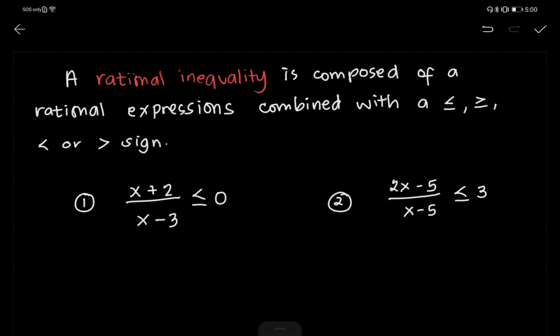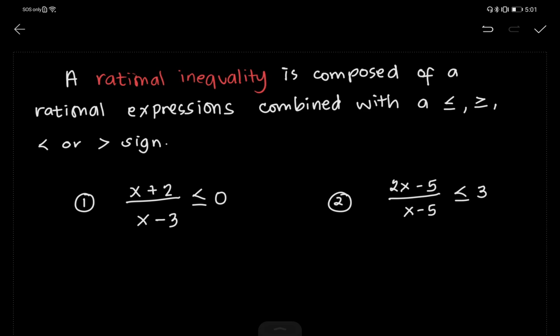Okay, so today guys, let us discuss about the rational inequality. So alam naman natin pag sinabi nating rational inequality, this is composed of rational expressions combined with the sign na less than or equal to, greater than or equal to, less than or greater than sign. Okay, sa video na ito, pag-aralan natin kung paano mag-solve ng rational inequality.